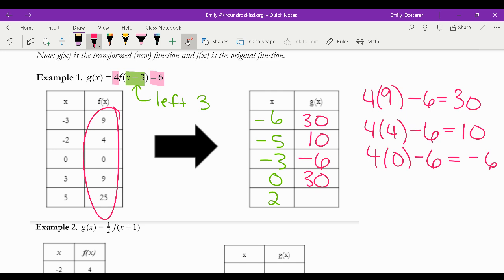And minus 6. So 4 times 25 is 100. Minus 6 is 94. And there we go. Next class, we're going to do stuff with graphing, but for right now, it's just the tables.